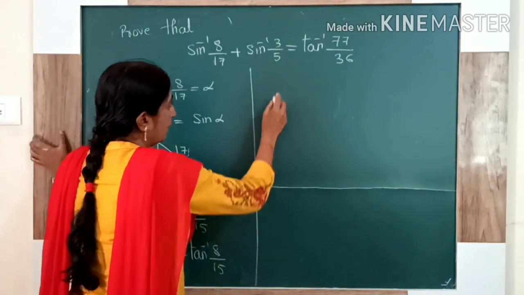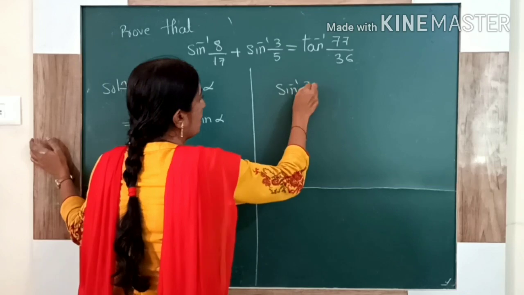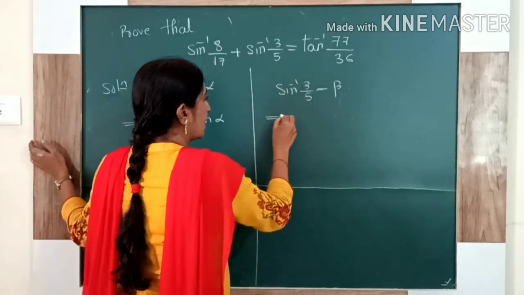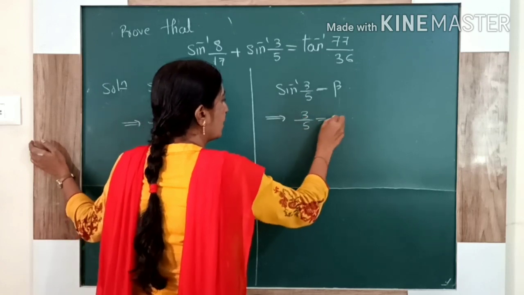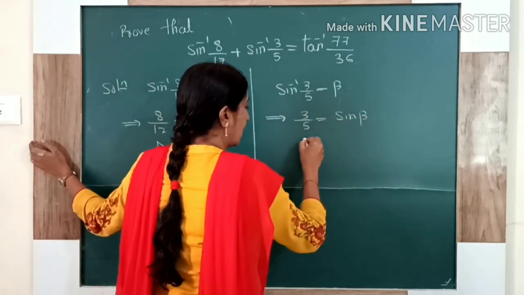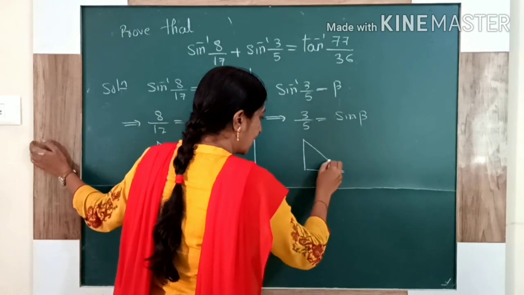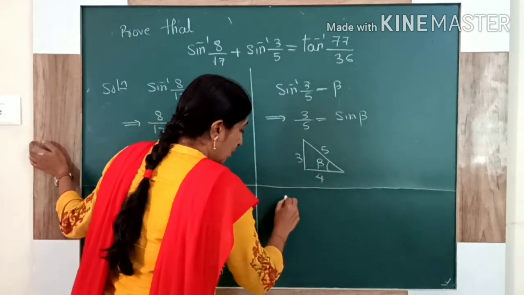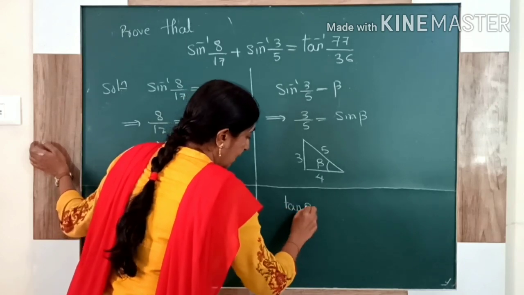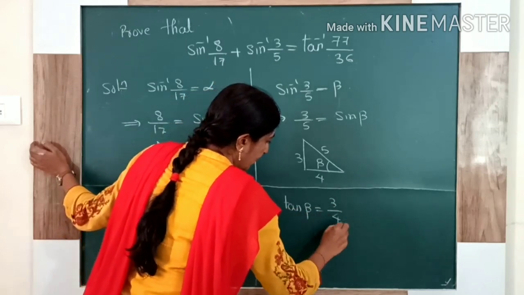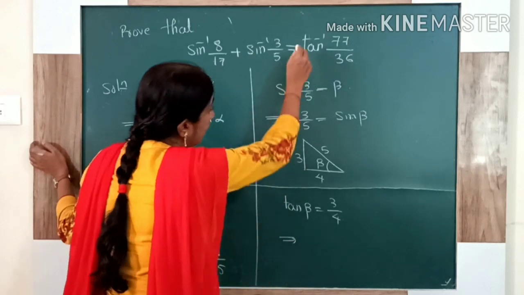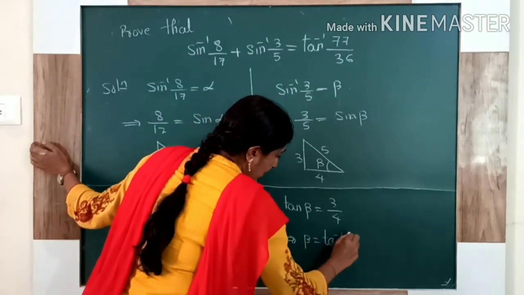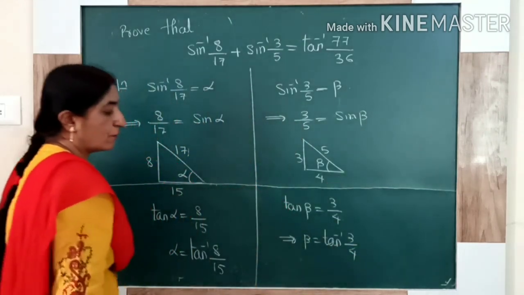Similarly, convert the second one. Sin inverse 3 by 5 is equal to beta. Implies 3 by 5 is equal to sin beta. Again draw the right angle triangle, acute angle beta. This is 3, 5, 4. Now write tan. Tan beta is equal to 3 by 4. See why we are writing only tan? Because in the answer we require tan inverse. Tan inverse 3 by 4.